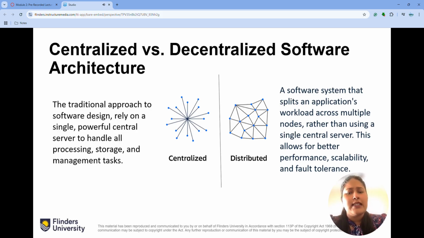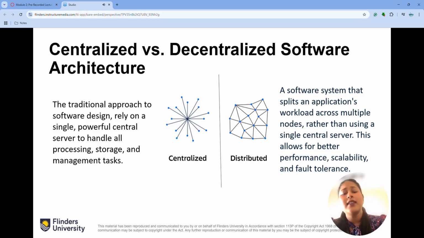So centralized and decentralized software architectures are two distinct approaches to system design. In a centralized architecture, all components or services are controlled and managed from a single central point. So this setup makes data consistency easier to maintain and simplifies management as everything operates under one authority. However, it can lead to a bottleneck as the central entity may struggle to handle high traffic or requests, creating a potential single point of failure.